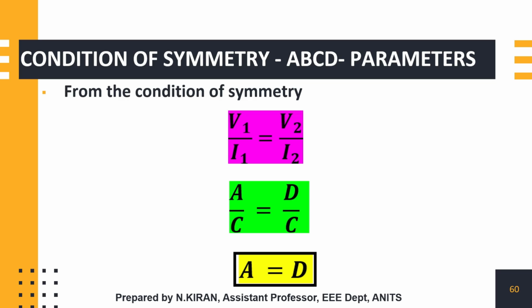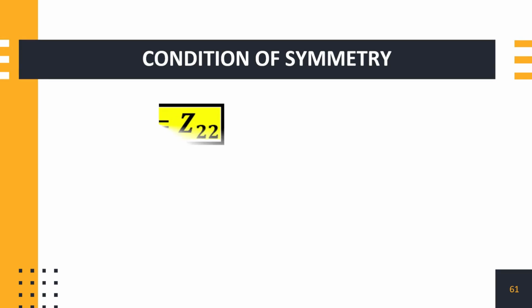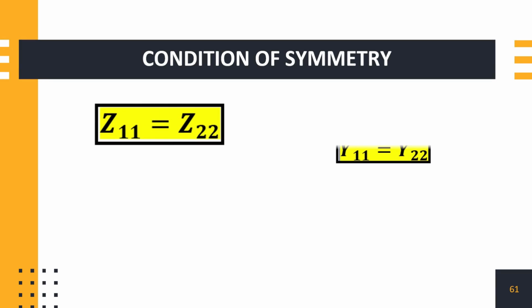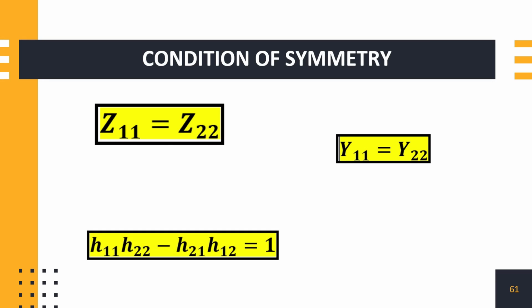D. Therefore, the condition of symmetry in Z is Z11 is equal to Z22. For Y parameters, it is Y11 is equal to Y22. For H parameters, it is delta H is equal to 1, that is H11 H22 minus H12 H21 is equal to 1. And in case of ABCD parameters, A is equal to D.